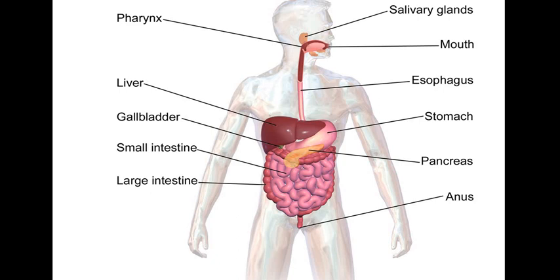These are the components of the digestive system. It starts from the mouth, pharynx, esophagus, stomach, small intestine, large intestine, rectum and the anus.